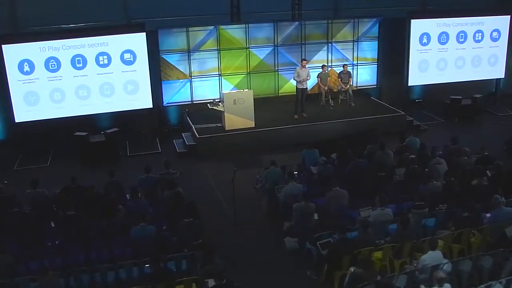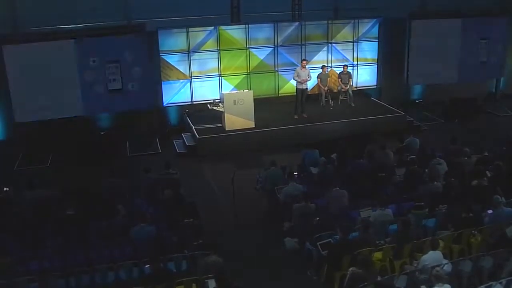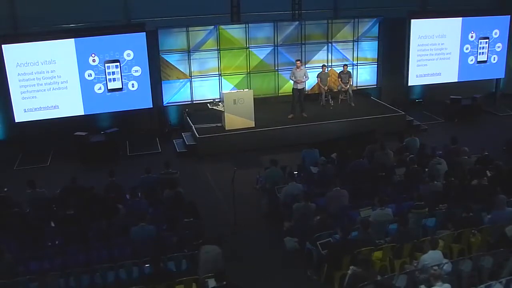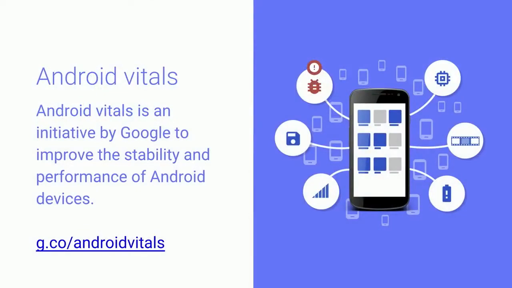Now let's jump into the 6th secret, which is Android Vitals. Android Vitals was featured in the keynote yesterday. It's a big initiative at Google to improve the stability and performance of apps across the whole Android ecosystem. The first thing we're doing is focusing on 3 core performance areas: stability, render time, and battery. However, you'll see a lot more performance areas being provided to you over the course of the next year.